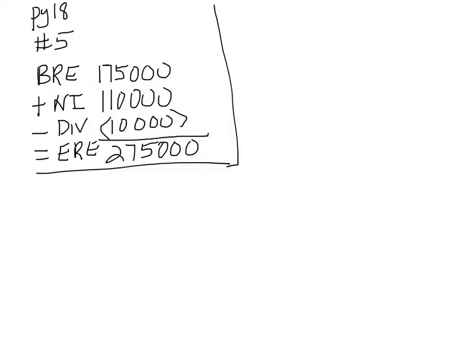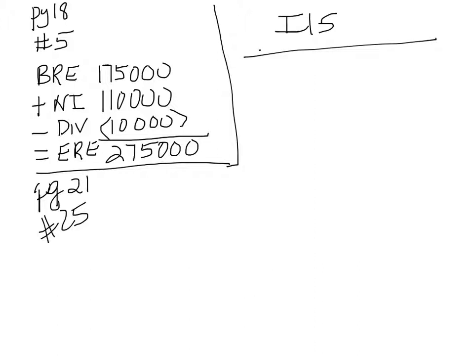So now let's go back to the problem that we were working on, page 21, number 25. Remember, we prepared the income statement for this problem, and let's just briefly review what we did here. We had to look down this list and take a look at what went on the income statement. So we know that it has revenue. I believe that revenue was $61,000.